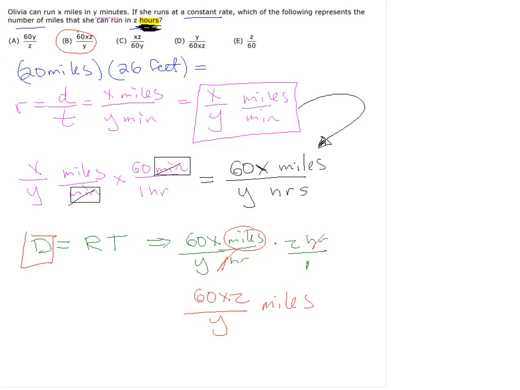Now, a good question the student always asks is, could we have done the reverse? Could we have converted the Z hours into Z minutes? And the answer is yes, definitely. We absolutely could have. So whatever you choose to convert is totally up to you.